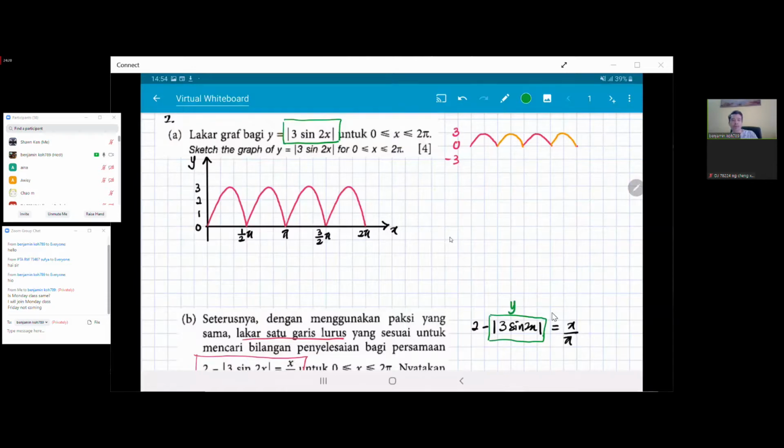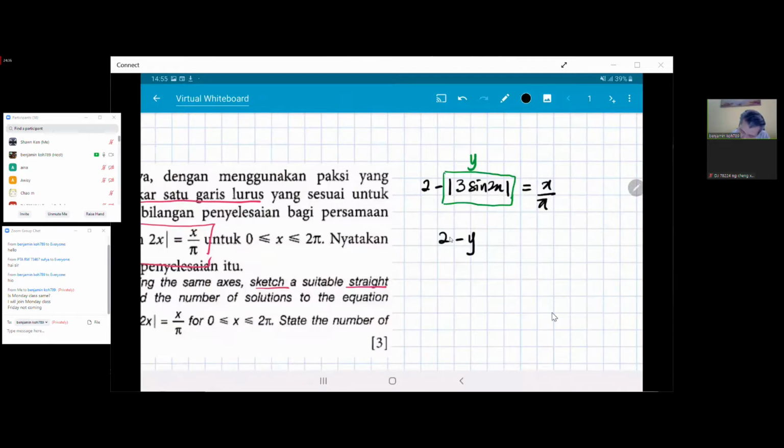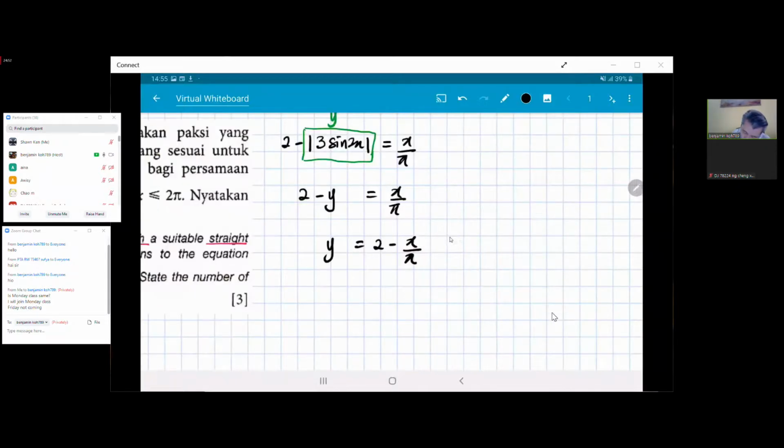You are supposed to find unsur-unsur yang sama dari bahagian A untuk diganti masuk ke dalam bahagian B. When I take bahagian A and ganti masuk ke dalam bahagian B, the equation now becomes 2 minus y equal to x over pi. When I susun balik, remember we want the y to be positive. So when I arrange this again, I get y equal to 2 minus x over pi. Once you get y, this is your straight line equation. Inilah persamaan garis lurus.